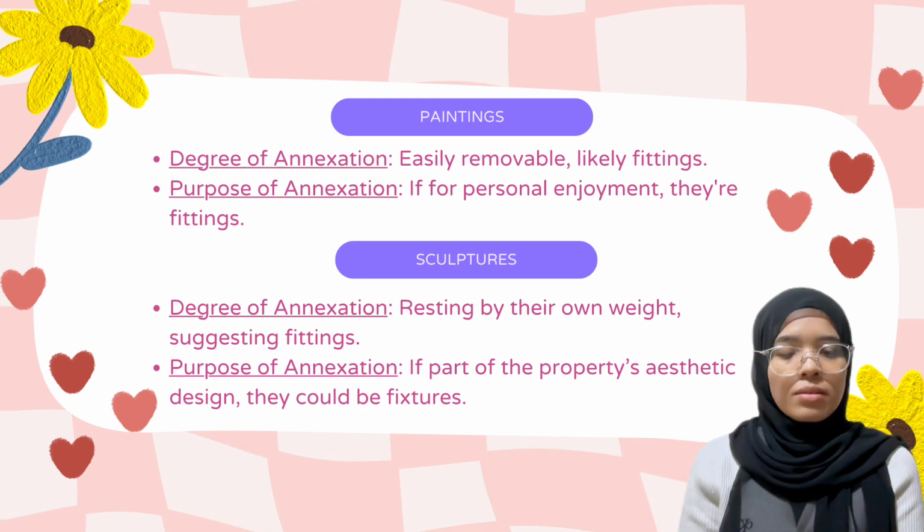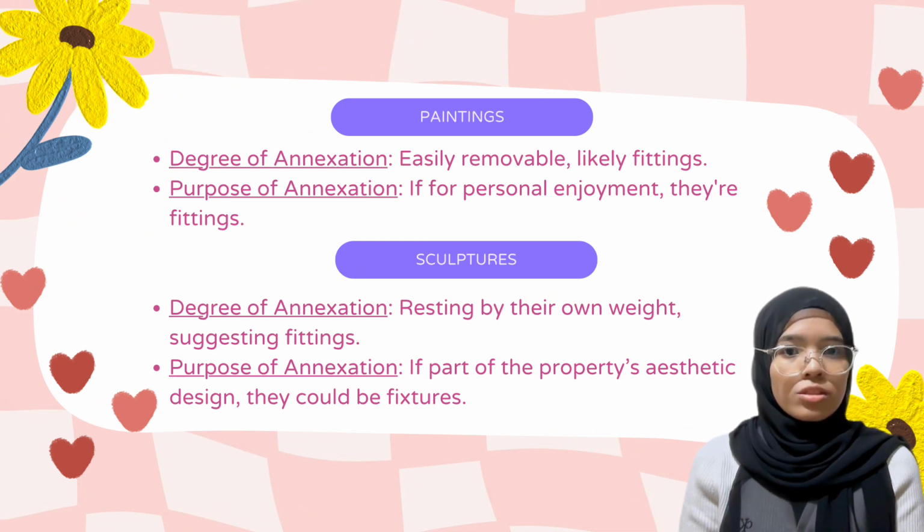aesthetic. Similarly, the sculptures, though heavy, rest by their own weight. According to the degree of annexation test, this suggests they are fittings. Moreover, applying the purpose of annexation test, if the sculptures were strategically placed to improve the property's aesthetics as part of its design, they could be classified as fixtures, as established in Dean Court and Gregory, 1866.